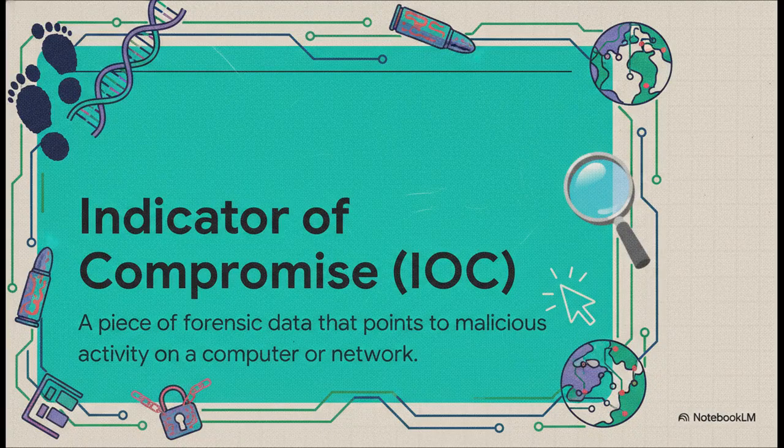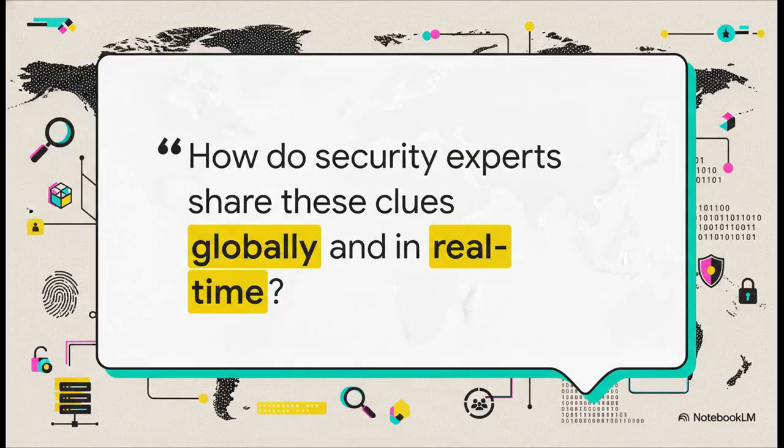So what exactly is an IOC? Well, think of it as a piece of forensic data. It's the digital version of finding a specific footprint or a strand of DNA at a crime scene. It's the hard evidence, the undeniable proof that something malicious happened on a computer or a network. Okay, but here's the thing. Finding a clue on one single computer isn't enough to stop a global threat.